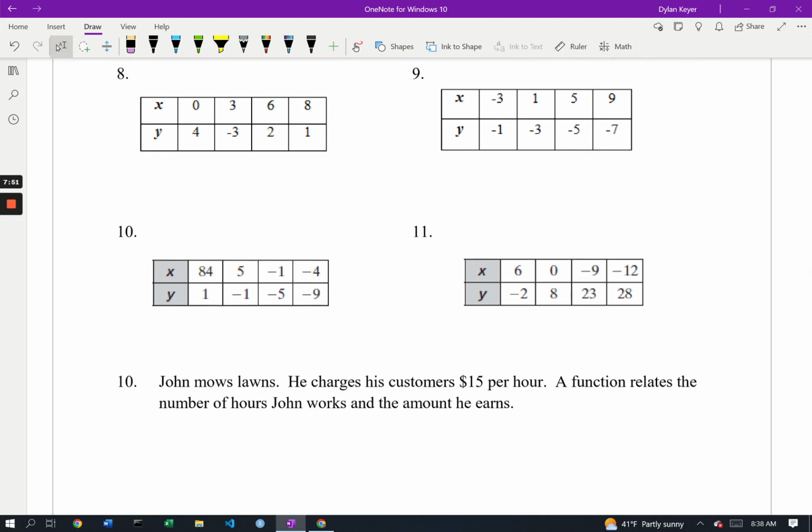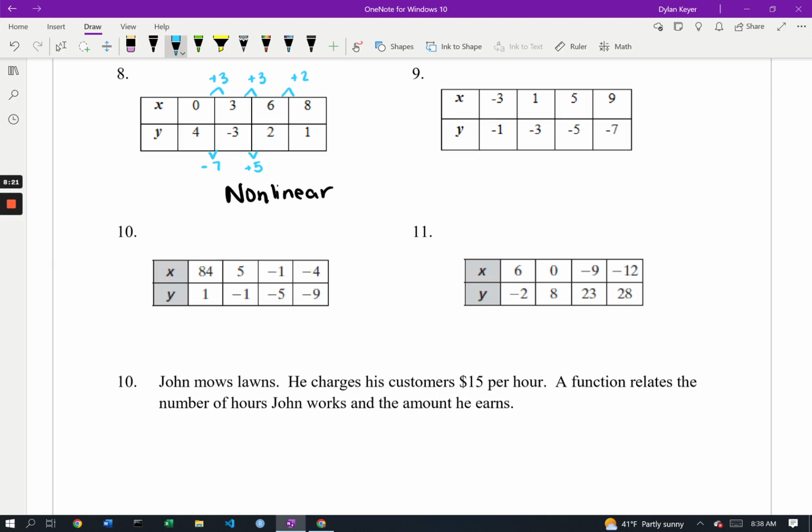For the examples 8, 9, 10, and 11, I need to check the rate of change. So from 0 to 3, we went up by 3. 3 to 6, we went up by 3. 6 to 8, we went up by 2. 4 to negative 3, we went down 7. Negative 3 to 2, we went up 5. So that right there is not consistent, right? Down 7 over 3, up 5 over 3. That is a clear indicator that this is nonlinear.